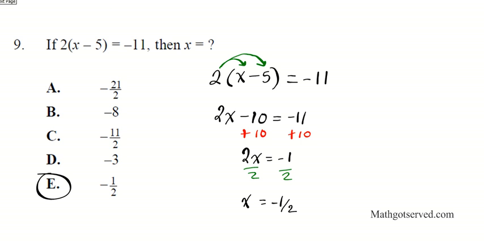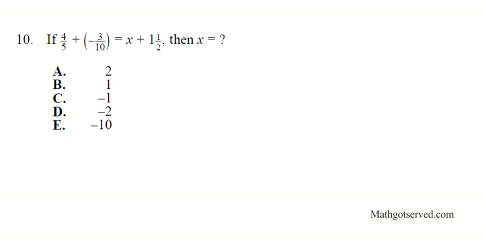Okay? All right, let's move on to question number 10. It says if 4 over 5 plus negative 3 over 10 equals x plus 1.5, then x is what? All right, so let's go ahead and do this. 4 over 5 plus negative 3 over 10 equals x plus 1.5.